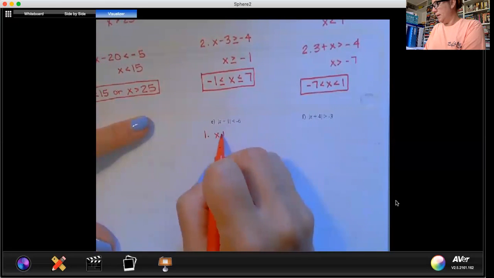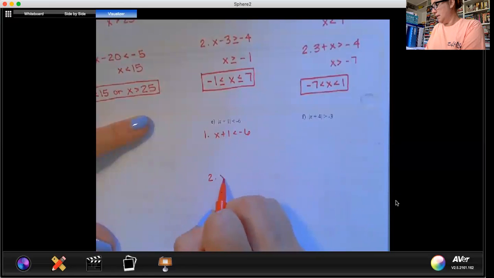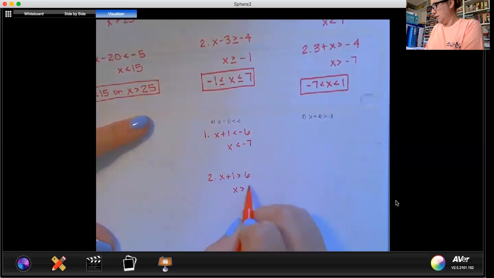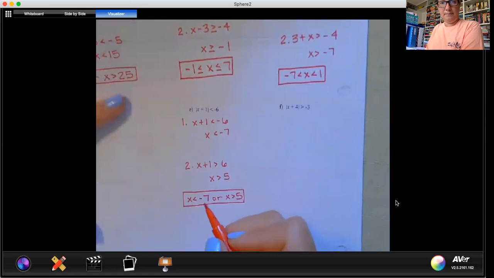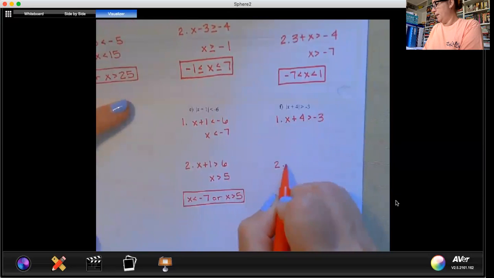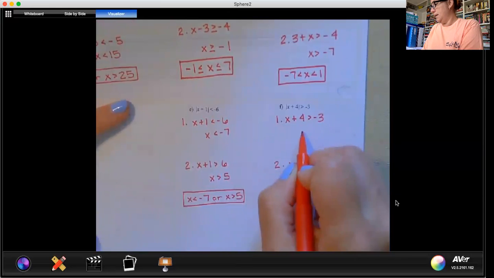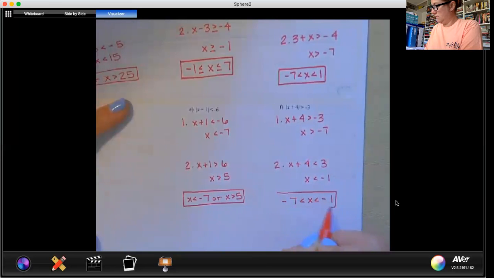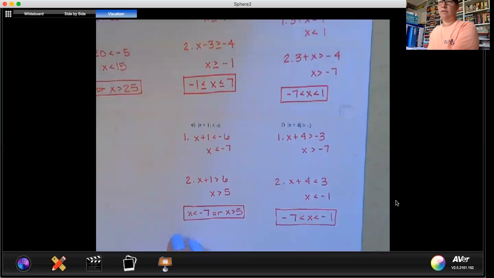Part E, x plus 1 less than -6, x plus 1 greater than 6, x is less than -7, x is greater than 5. x is less than -7, or x is greater than 5. How did you do on that one? x plus 4 greater than -3, x plus 4 less than 3, x is greater than -7, x is less than -1. -7 less than x less than -1. As always, mark if you have a question so that we can talk about it when we get a chance.